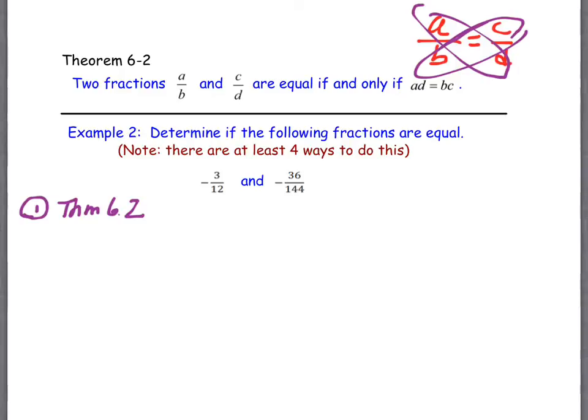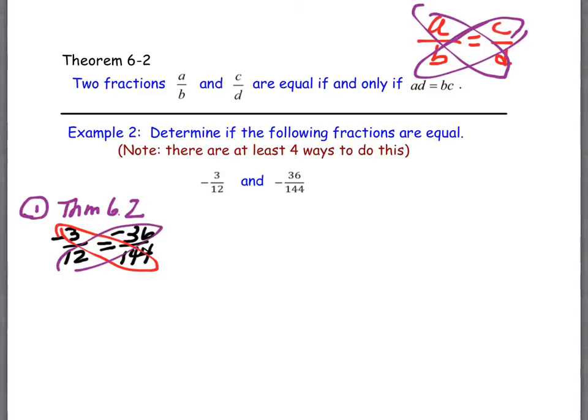All right, however, it is appropriate for us to use Theorem 6.2, to take that negative 3 over 12 and this negative 36 over 144. You can put the negatives. In fact, to be honest, you could ignore the negatives because they both are negative, right? So that's not going to change anything. So we could virtually ignore the negatives for the moment. We're just dealing with whether the values are going to be the same in terms of the numerical value. So we need to know what is 3 times 144, and then what is 12 times 36.